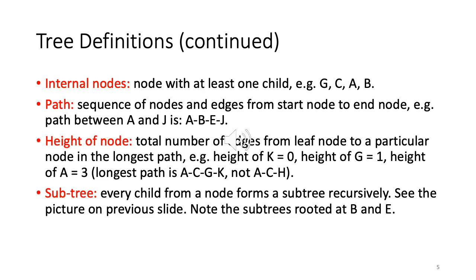What about height of A? Now for A, the interesting thing you'll see is you can get two values, because you have two paths. One is the path from A to K, right? How many edges in that? A to C, then C to G, then G to K, 3 edges, right? Another path you have is from A to a leaf node is A to H. So how many edges here? A to C 1, C to H 2. So note, we are interested in the longest path. So therefore ACGK is the correct one, and the height becomes 3 and not 2.